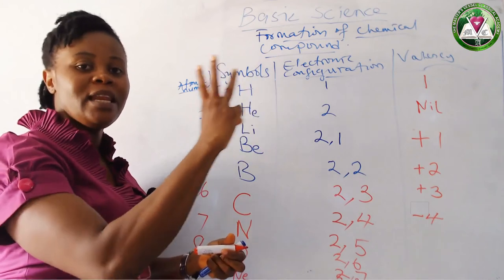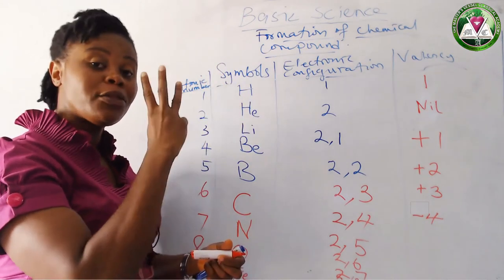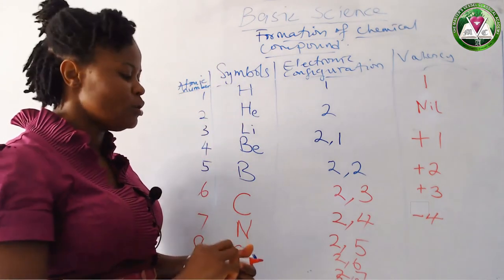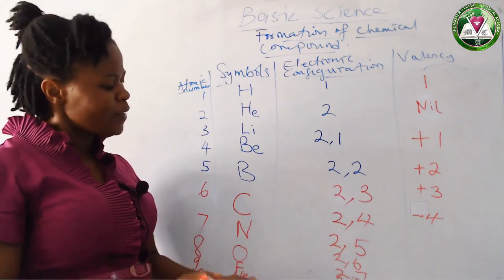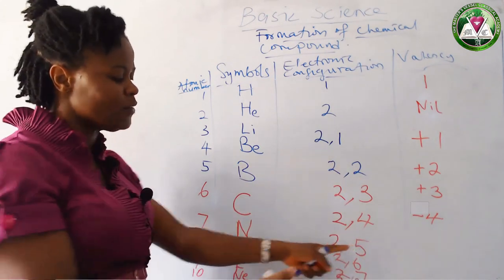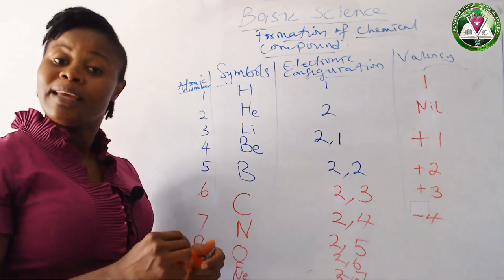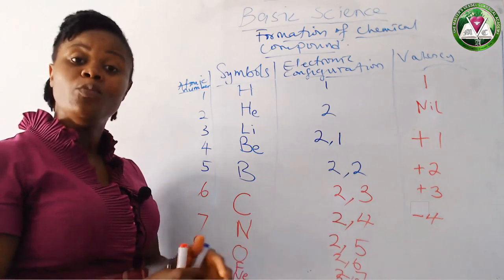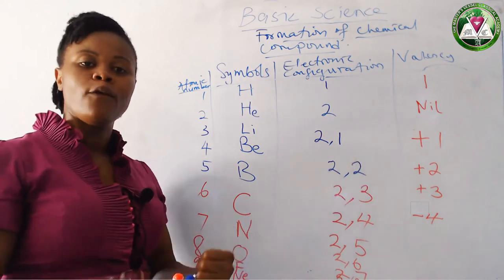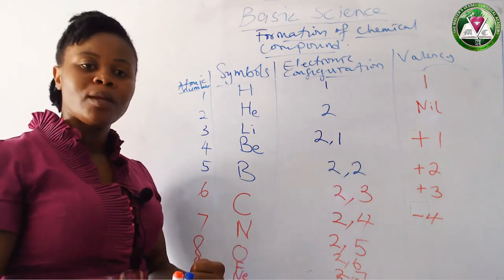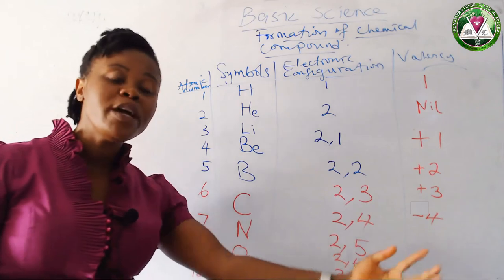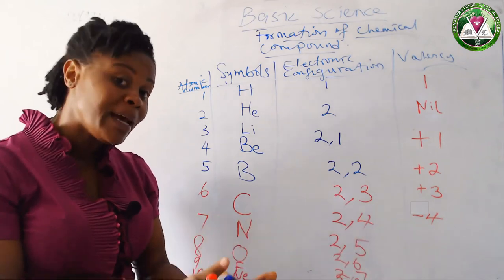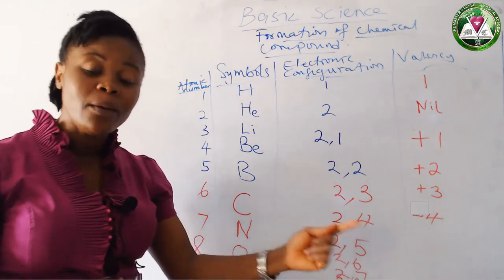5, 6, 7, 8. That means it needs how many more electrons? 3 more electrons for it to be complete. Now, do you think it will give out these 5 or it will get 3 from another element? I think it will be easier for it to borrow 3 from another element. And now, since it's going to borrow, it's going to beg. If it's begging, what will happen?